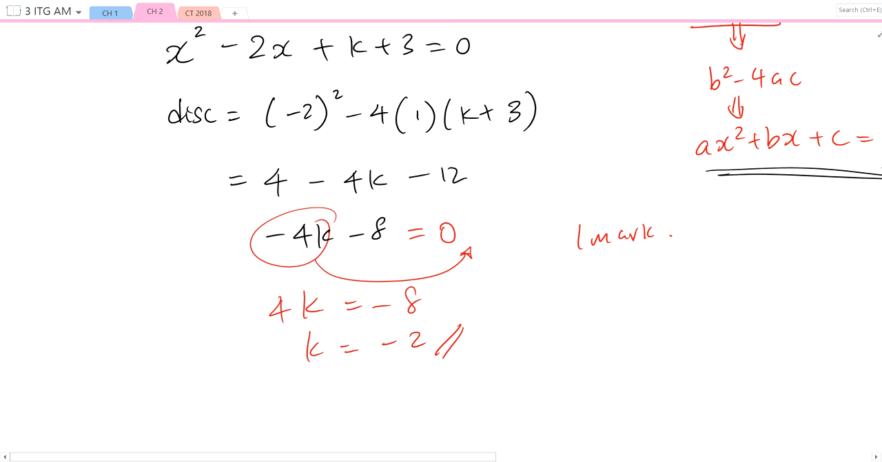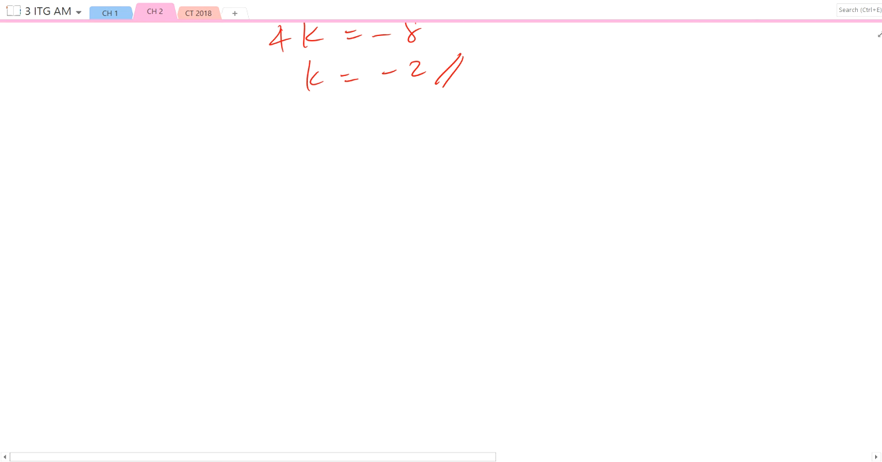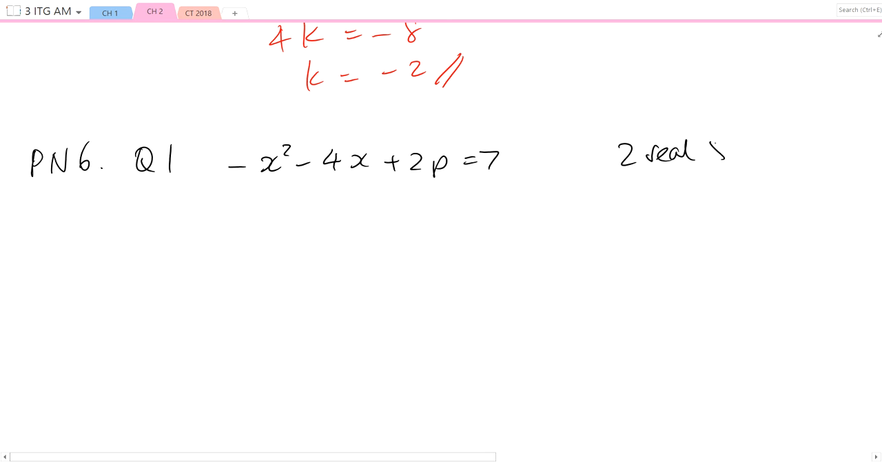Okay, let's take a look at Practice Now 6. I've got 2.5 minutes. I think you can get this really quickly. Practice Now 6, Question 1. Find the values of p for which the equation negative x squared minus 4x plus 2p equals to 7 has 2 real and distinct roots.